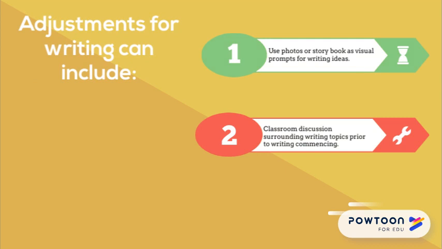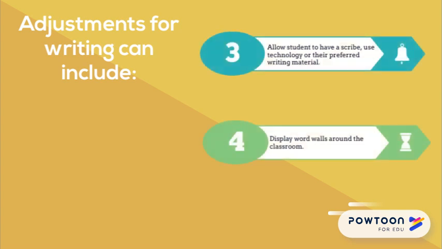Adjustments for writing can include the use of photos or storybook as visual prompts and classroom discussions surrounding writing topics prior to writing starting. Additional writing adjustments can include allowing students to have a scribe, the use of technology or their preferred writing material, and displaying word walls around the classroom.